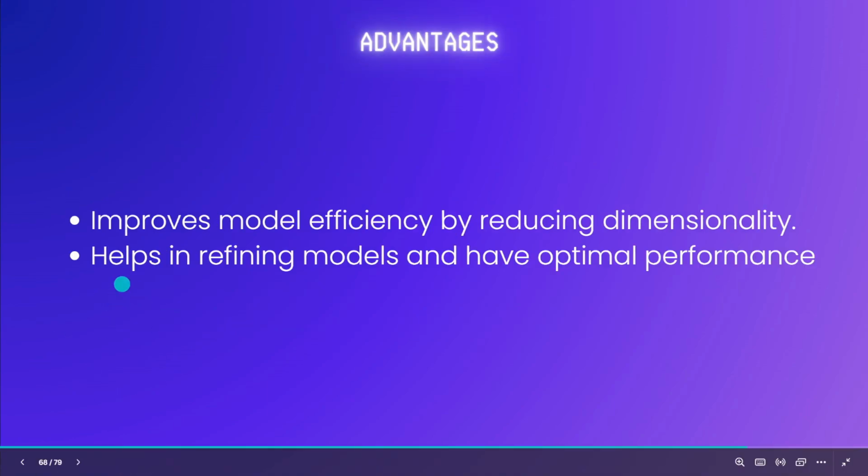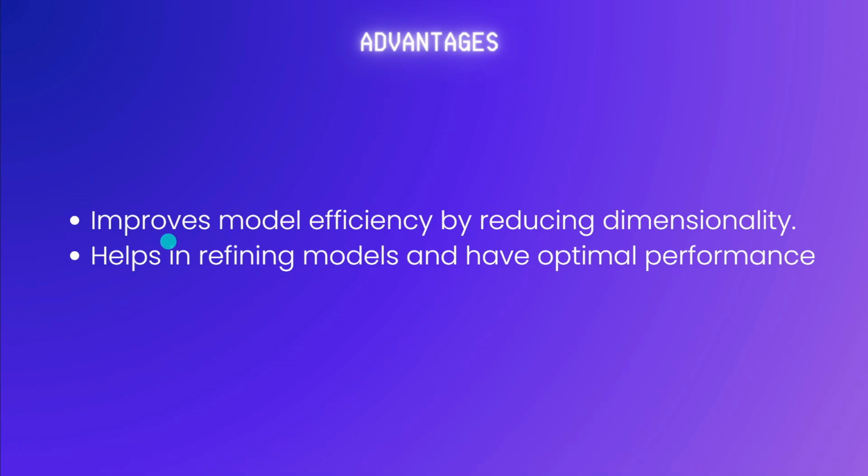Now let's see what are the advantages of detecting the correlation. First, model efficiency gets improved, because by knowing the correlation between the features and the target variable, we can remove the unwanted features, which in turn reduces the dimensionality. Also, it helps us in refining the models by reducing the biases and having optimal performance. So in conclusion, understanding correlation in ML provides a valuable lens through which we can analyze the relationship between two variables, optimize the model inputs and enhance the overall effectiveness of our predictive model.